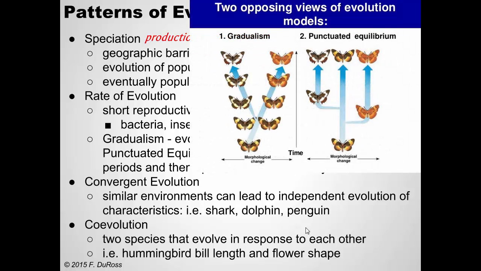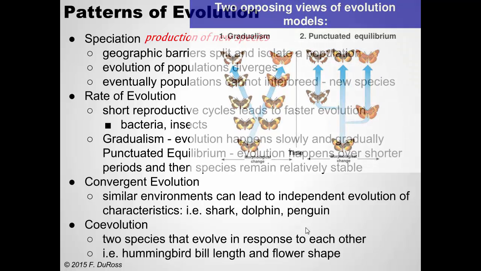If we look at, this would be an idea about some changes in some moths, and this would be the idea of gradualism. Gradually, one species split, changed, and slowly over time became two different species. Versus this idea of punctuated equilibrium, where we have one species stays basically constant, then there's a sudden change, and then it stays constant for a long time. So just different ideas about how quickly evolution takes place.